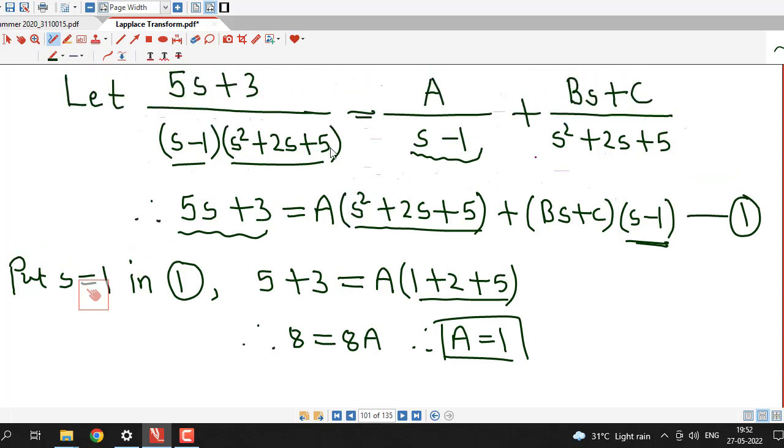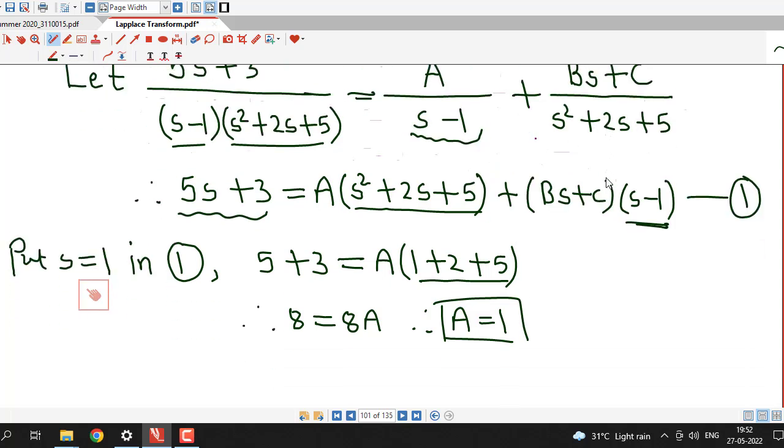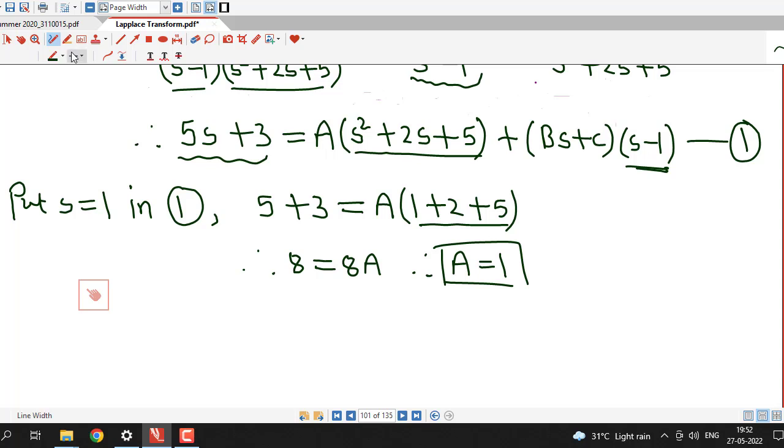Now to obtain the remaining two constants B and C, we do not have any other linear factor, so we will compare the coefficients of equal powers of s on both sides, first to decide B and C. If I multiply B into s with s minus 1, I will have B into s square minus Bs. So to obtain this constant B, I can compare coefficients of s square or coefficients of s on both sides.